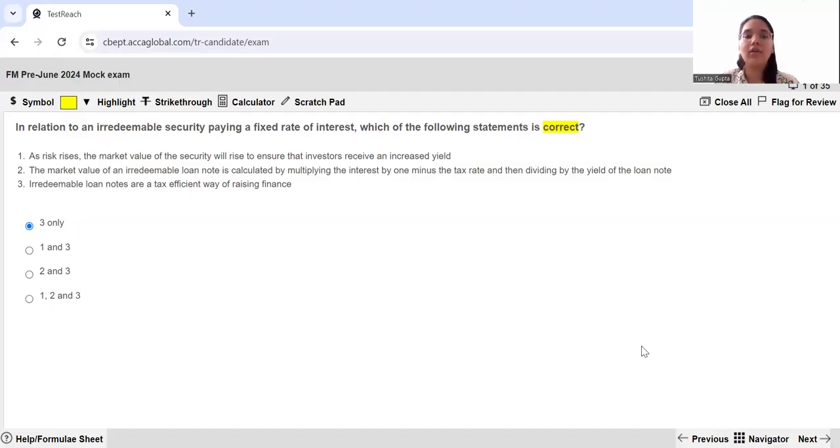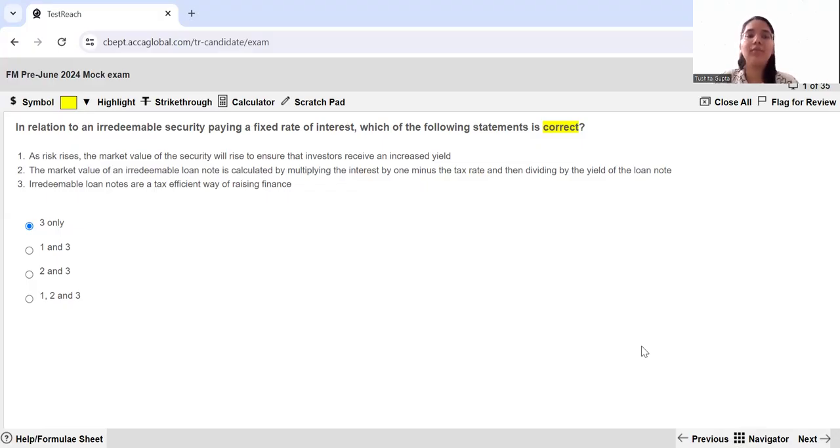But increased return will only be there if the market value of the security actually falls, because you're only paying a fixed interest on this security. So the percentage of interest will be higher, if the return basically is the interest that the investor is getting. So the percentage of the return will be higher if the market value is a lower amount. That is why statement 1 is incorrect.